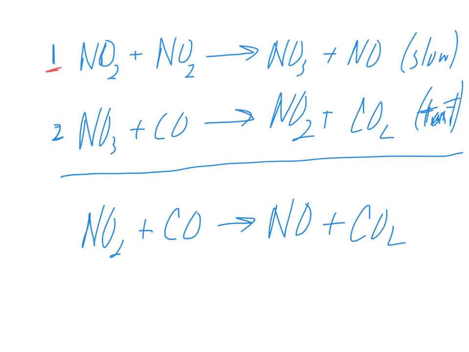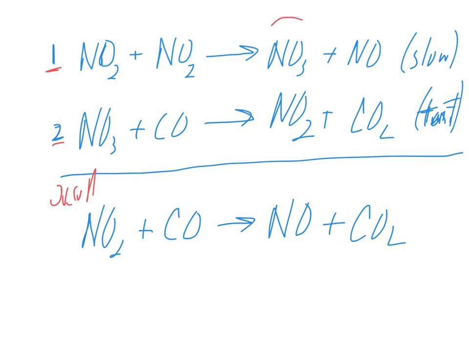In the second step, molecules of NO3 and molecules of carbon monoxide hit each other and they make NO2 and CO2, and that is very, very fast. Now, the interesting thing is that when you put these two reactions together, the first step leads into the second step. This down below is the overall chemical reaction, where a single NO2 molecule and carbon monoxide molecules hit, and they make NO and CO2.